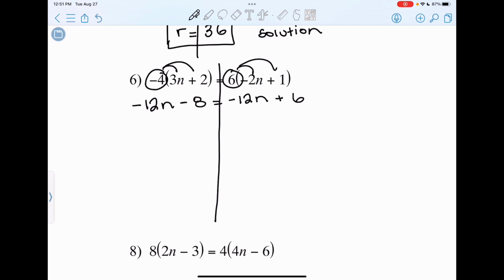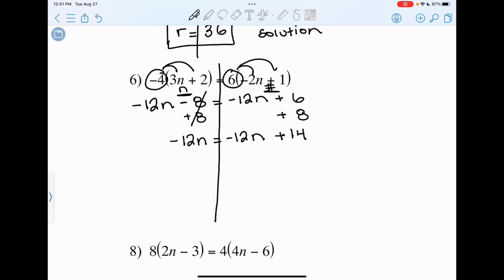Notice how I have an n on both sides, so I am going to label my n side and my number side. Negative 12n is on the correct side, since it has an n on it, but the negative 8 is not, so I'm going to add 8 to either side. And I'm left with negative 12n equals negative 12n plus 14.